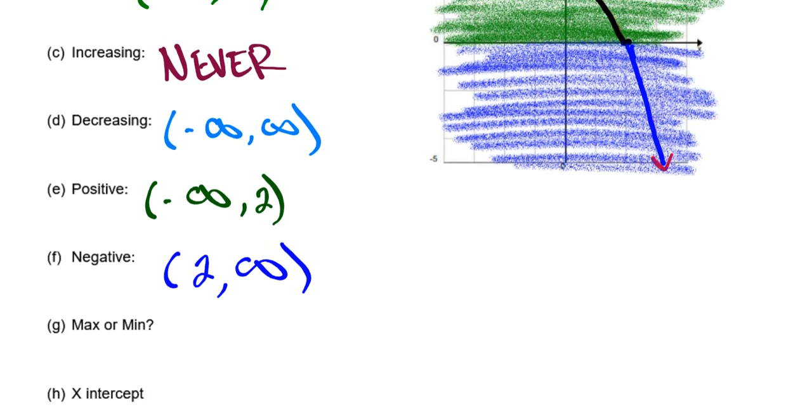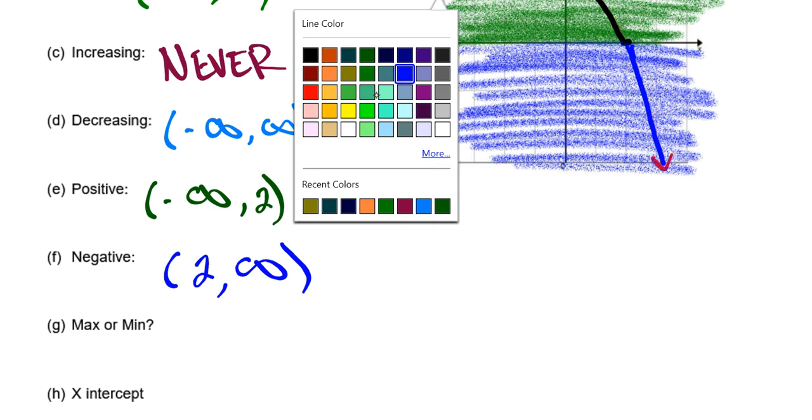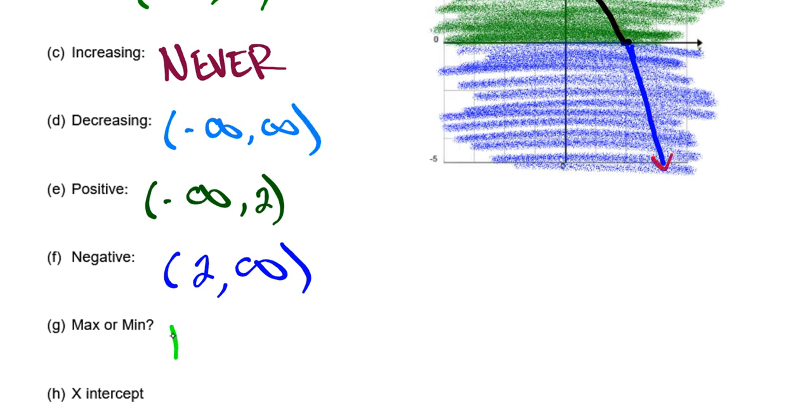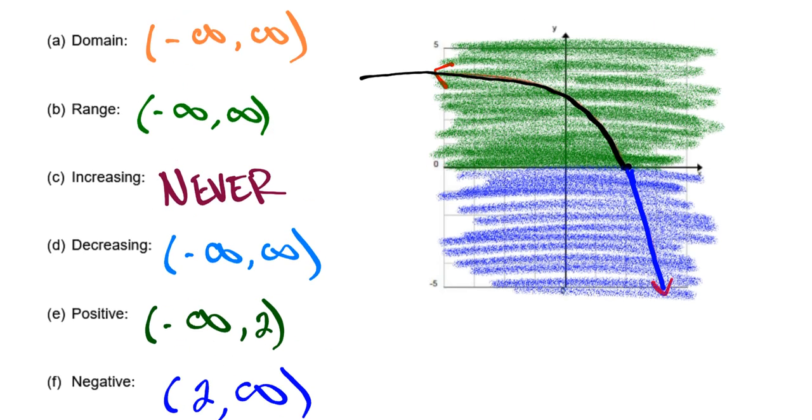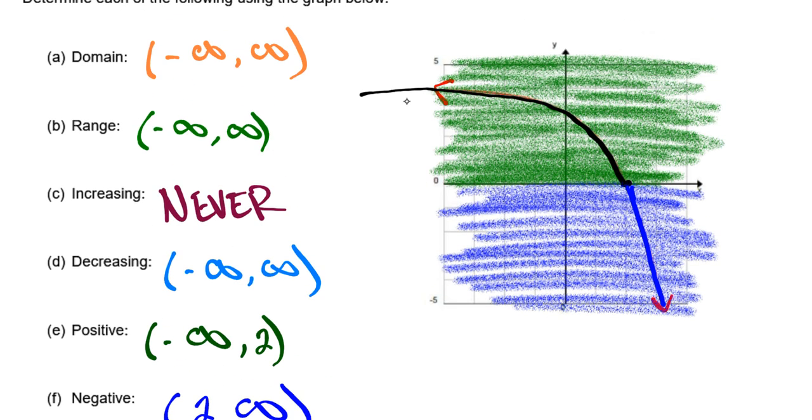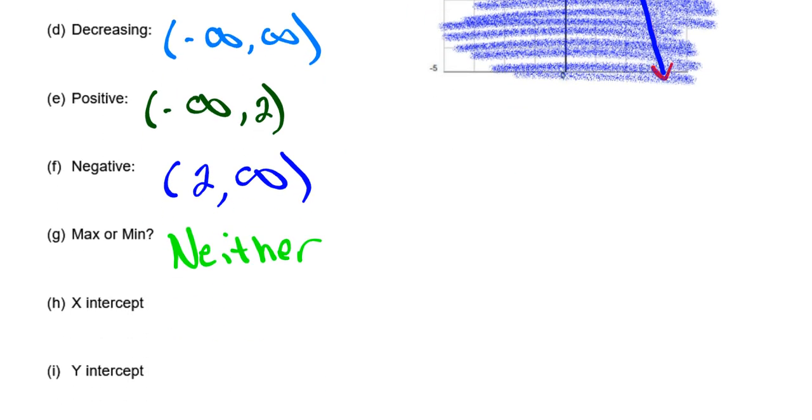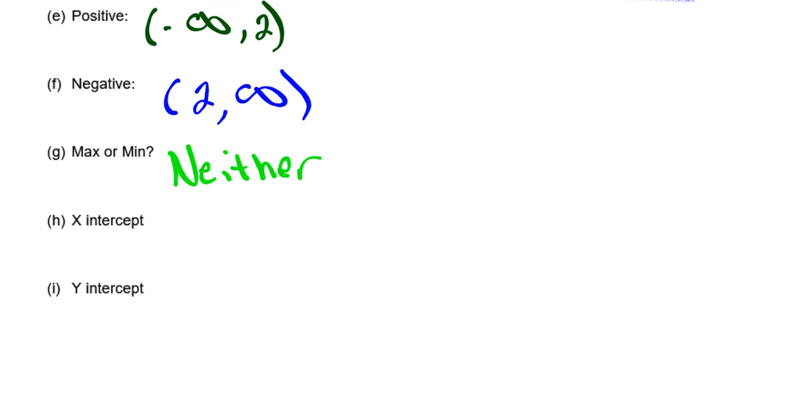Is there a minimum or a maximum? So is there a peak or is there a valley that we could label or identify? And the answer is no. There's no peak, there's no valley, there's no hills, right? Just constantly decreasing from one to the next. There's no waves, no roller coasters, no Loch Ness Monster humps or anything like that.